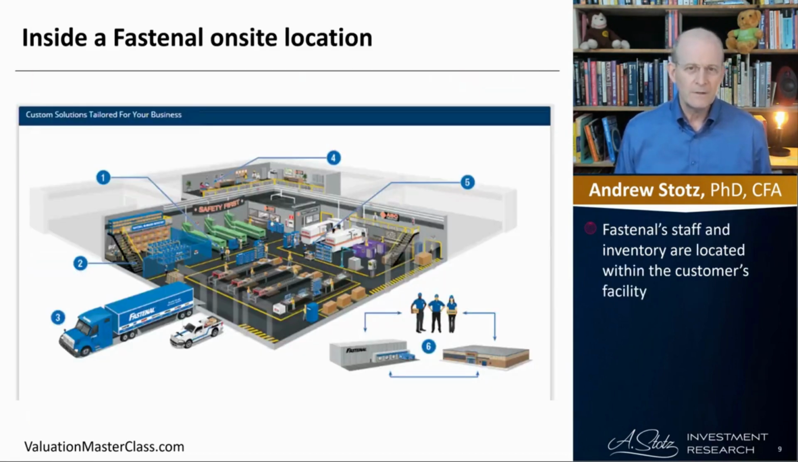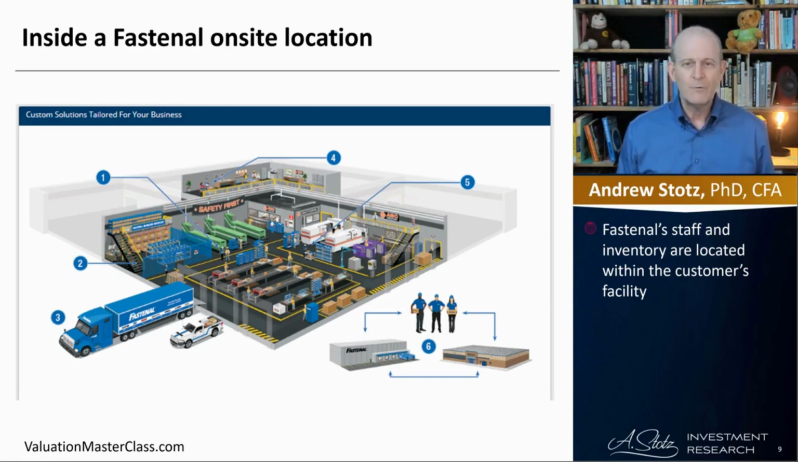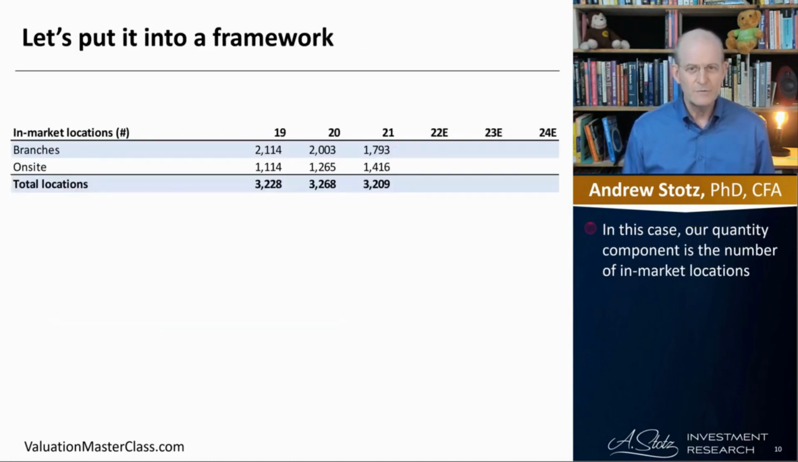But now let's look at on-site. Here, Fastenal staff and inventory are located within the customer's facility. So you can see, number 1, the people are on site. Number 2, you can see the whole part of the factory where Fastenal is in control of the inventory. You can see number 3, where they back up a Fastenal truck every day and update the inventory. And you can see number 4, where the Fastenal staff is working on the computer side by side with the staff of that company. And then number 5, you can see the bins and all the different things that they use. So let's put it into a framework.